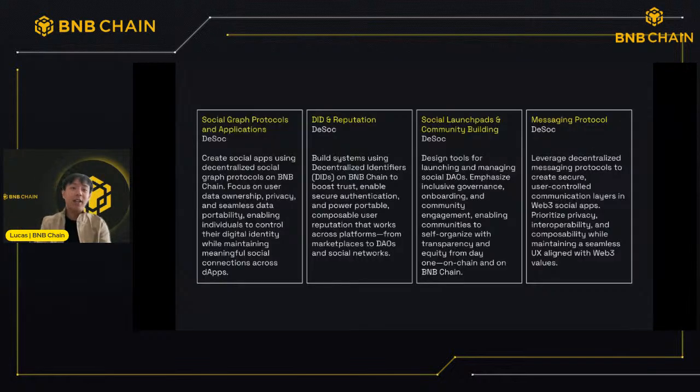So, what are the challenges available? These again are 4 recommended challenges, but feel free to come up with your own solutions, your own problems to solve. So, what is this social graph protocol and application? It represents the relationship between people. Social graph represents that your friends, your followers, and your connections. Today, these are owned by platforms such as Facebook and Google. In Web3, we want portable user-owned graphs.